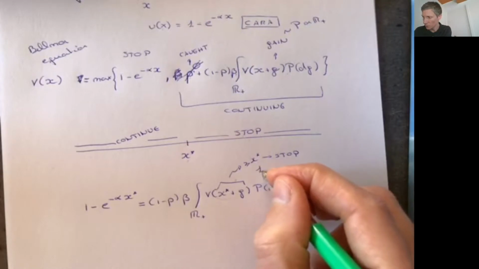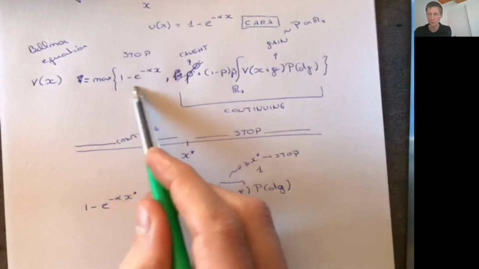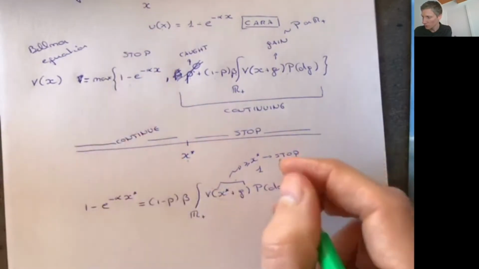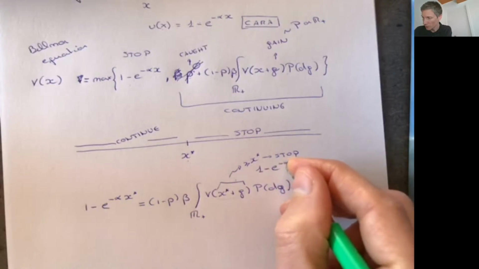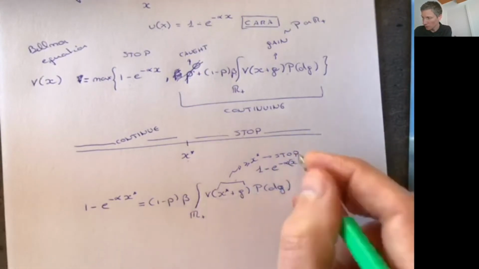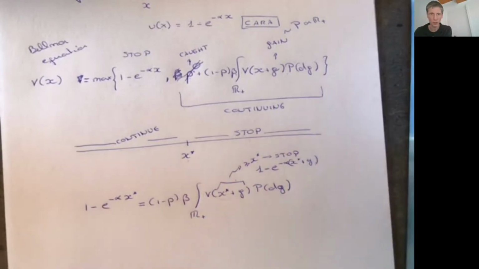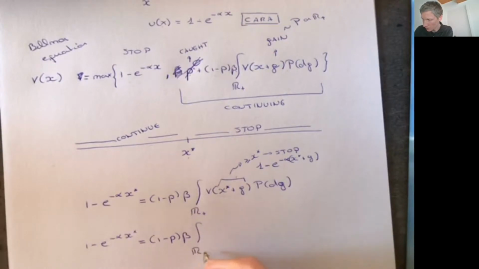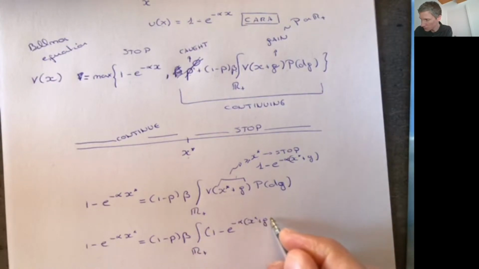Well, here the value is going to be equal to the first part here. Okay, because stopping is optimal, it's bigger than this one, so the maximum value is this one, so it's going to be 1 minus e to the minus alpha, and now it's X star plus g. Okay, so plugging this in, we have that 1 minus e to the minus alpha X star is equal to 1 minus p times beta, and then integrating over 1 minus e to the minus alpha X star plus g.